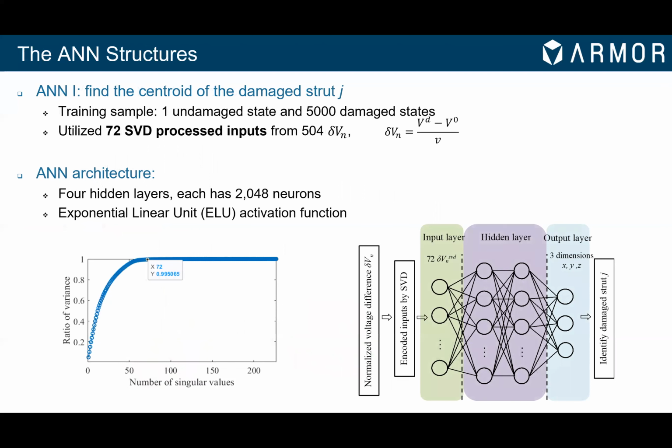So with limited time, I'll go through these pretty quickly, but I'll just say that for training ANN1, we looked at 1 undamaged case and 5,000 different damaged states. And we utilized 72 singular value decomposition processed inputs from our 504 boundary voltage measurements. The ANN architecture itself has 4 hidden layers, each with 2,048 neurons, and incorporated an exponential linear unit, or ELU, activation function. And again, the goal here of ANN1 is to identify which strut is damaged.